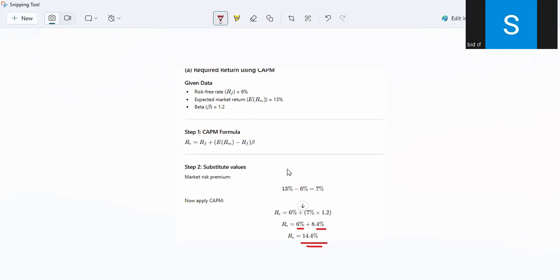So using this CAPM model, you calculate our values as she guided. Are we all following? So that is how you calculate the required return using the CAPM model.